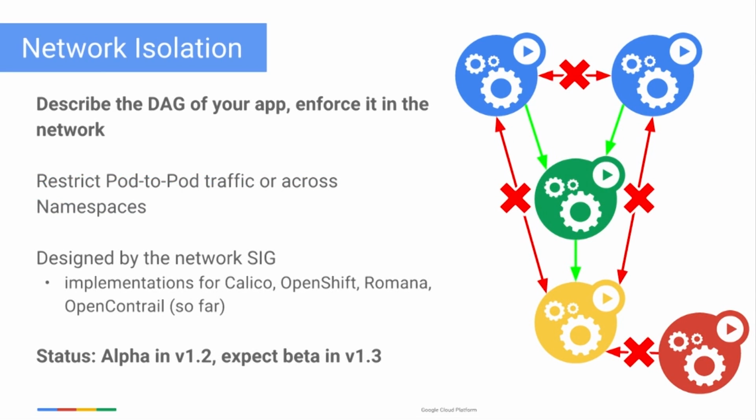So one of the things that's coming up in Kubernetes 1.3 that we've been working on is the idea of network isolation. This lets you describe the directed graph of your application, who's allowed to talk to whom, and it will then allow you to enforce it at the network level. We have a couple of different implementations from the various network providers. This is the result of a bunch of work through our network special interest group, where a bunch of vendors and users have gotten together to really argue about the right way to do these things and to describe them. We've got an API that we hope to have beta in the 1.3 release in a few months.